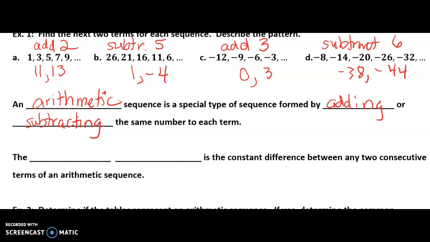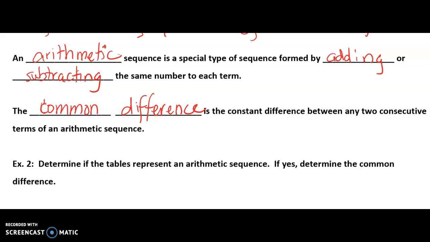An arithmetic sequence is a special type of sequence formed by adding or subtracting the same number to each term. The common difference is the constant difference between any two consecutive terms of an arithmetic sequence.